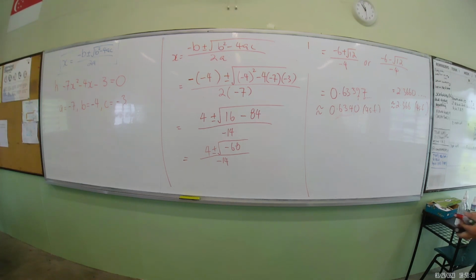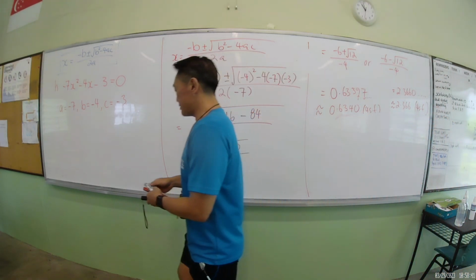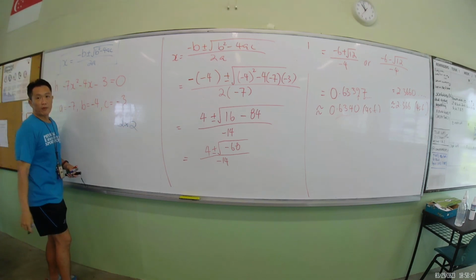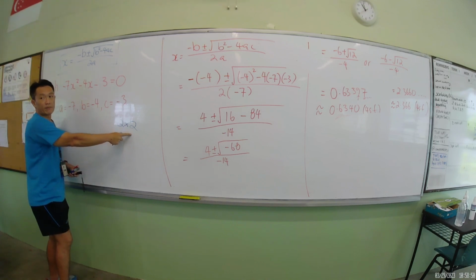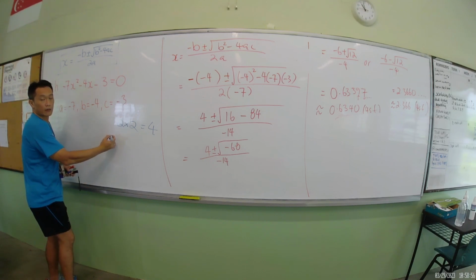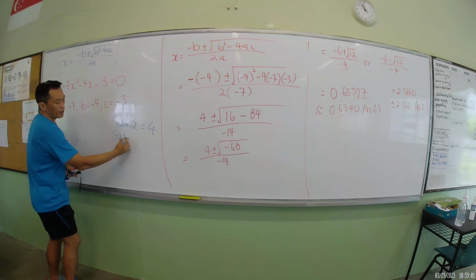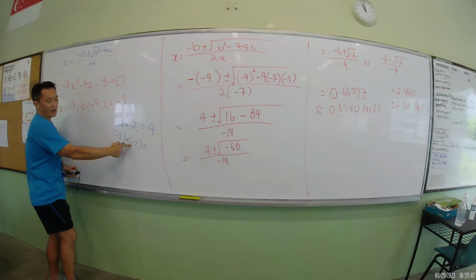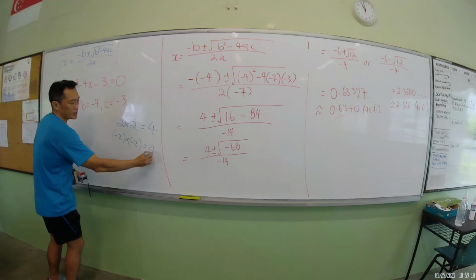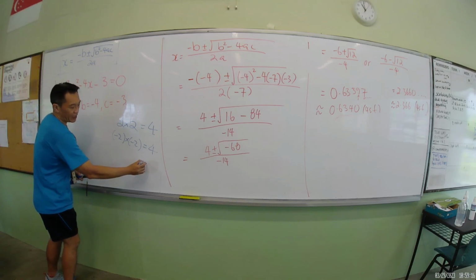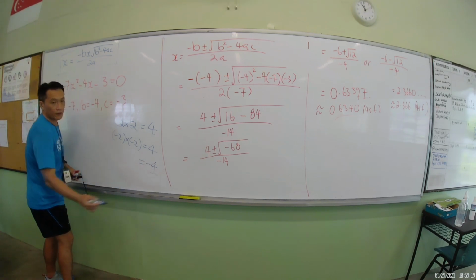Okay? No matter what number times itself, if I have positive 2 times positive 2, a number multiplied by itself, I will get positive 4. But if I have negative 2 multiplied by itself, a negative number multiplied by itself will also become positive. So there is no real number that multiplied by itself will give you a negative value.